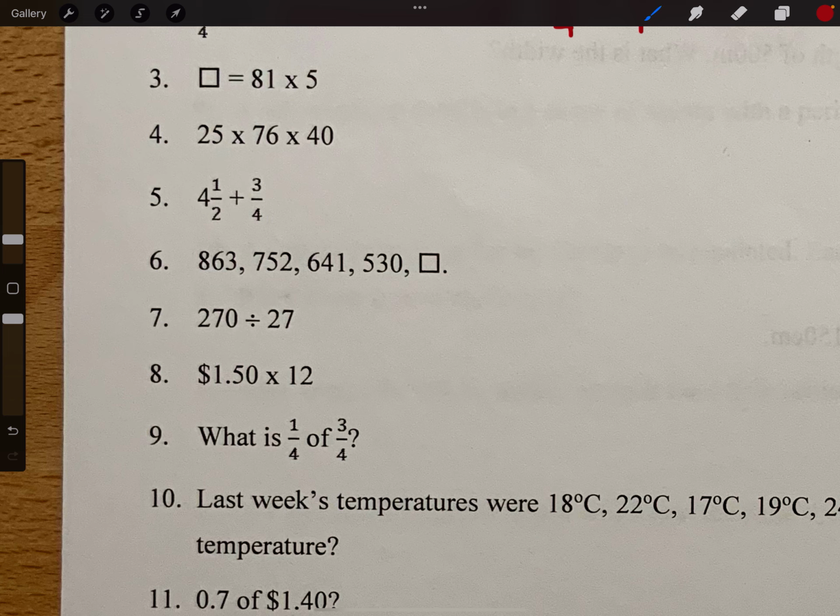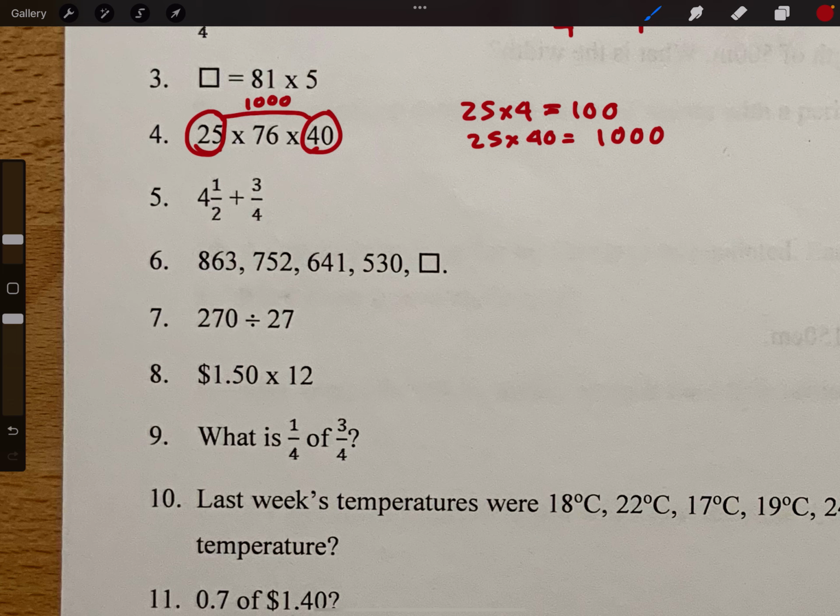Question 4. We're going to do a quick method. 25 times 4. We know that 25 times 4 will give us 100. So 25 times 40 must be 10 times larger, because the 40 is 10 times larger than 4. So the answer is going to be 10 times larger. So it's not 100, it's 1,000. And then you times it by 76. So I'm pretty sure you can figure out what that is. That's going to be 76 times 1,000 and you can get the answer.